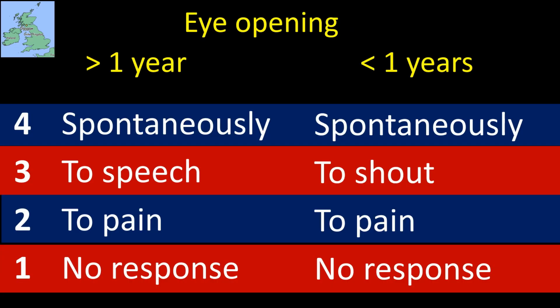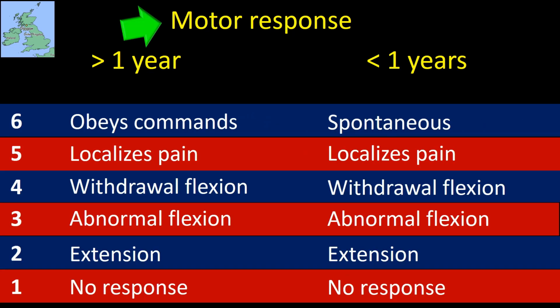Eye-opening scoring in pediatric patients is much the same as in adults, except concerning the granting of 3 points to a patient less than 1 year of age for opening the eyes in response to shouting. The scoring of motor responses in patients over 1 year of age is the same as in adults. Patients less than 1 year of age are scored as adults, except when it comes to grunting, 6 points for spontaneous movements.